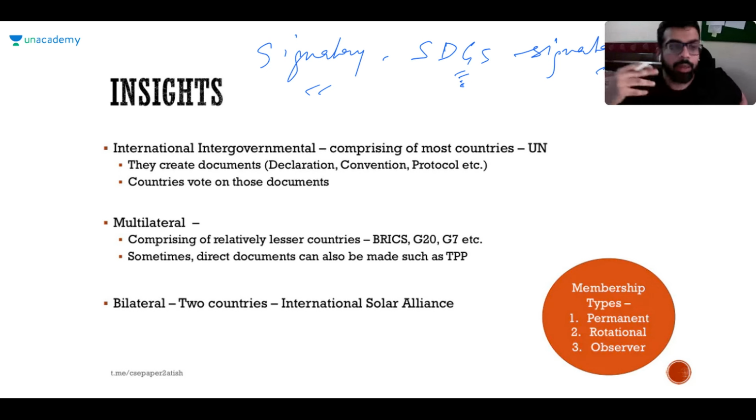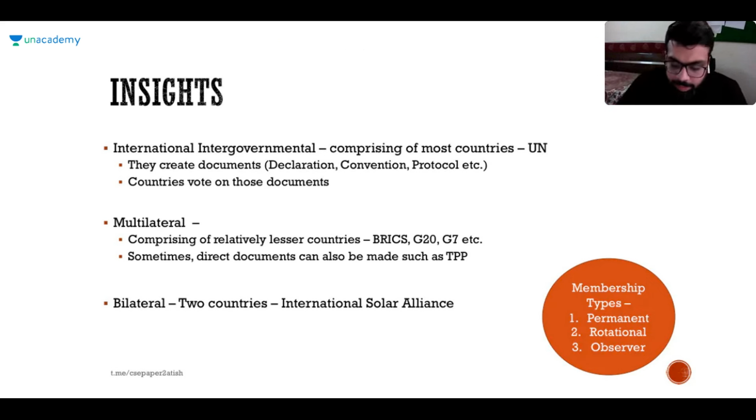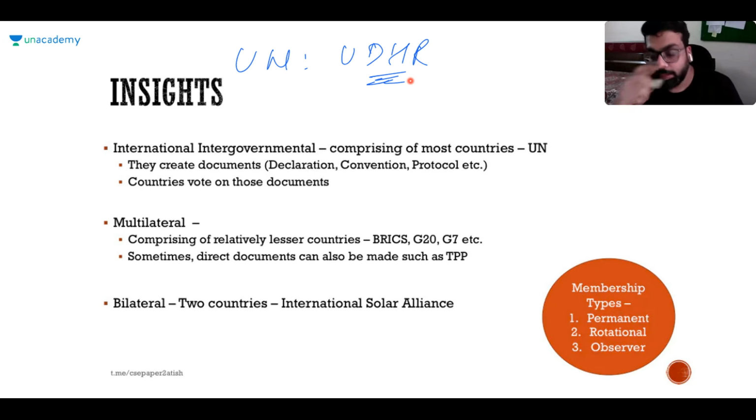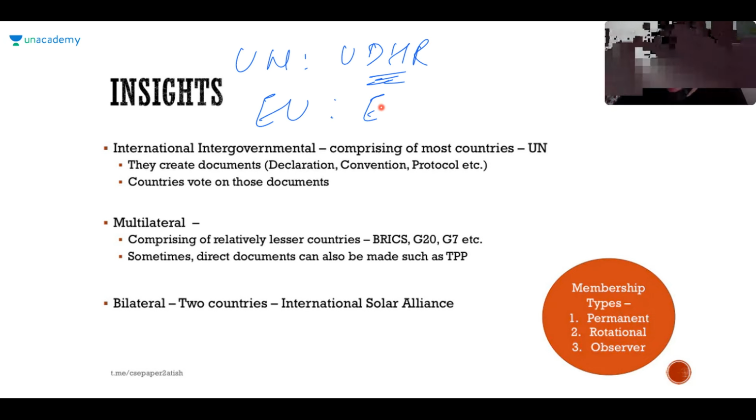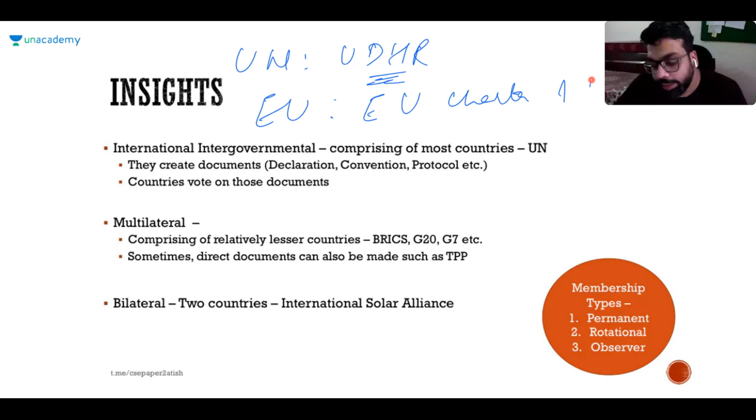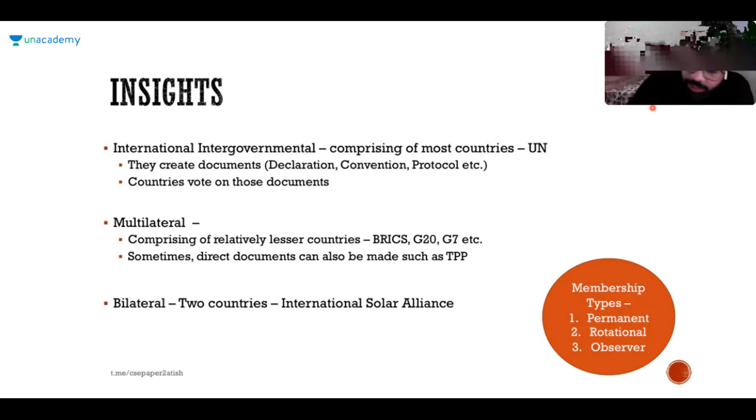Okay, now multilateral organizations also have documents like international intergovernmental documents. For example, if the UN has something called the Universal Declaration of Human Rights, you also have something called, in the EU, the EU Charter of, let us say, human rights. So they're essentially the same thing, and they are just different versions of each other. Okay, right. So any country can back out if they don't want to. They can say we don't want to do this, and if the funds have been given to them, then the funds can be returned.